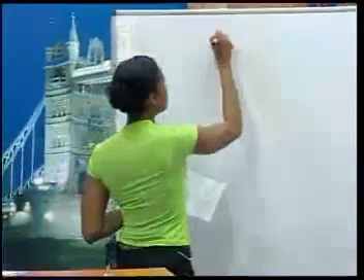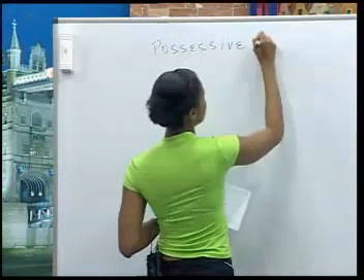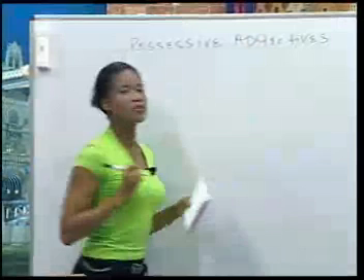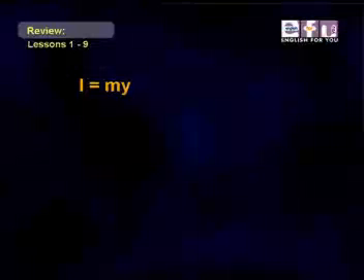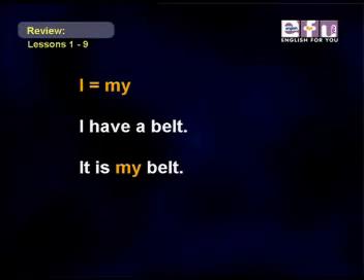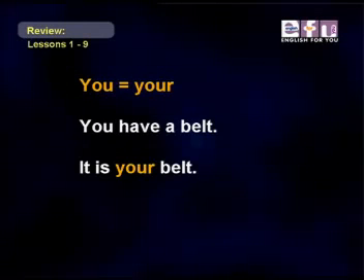Let's review possessive adjectives. We use possessive adjectives to show possession or ownership, that we own something. Okay, let's look at some examples. I, possessive adjective, is my. For example, I have a belt means the same as it is my belt. Next, you, possessive adjective, is your. You have a belt, it is your belt.